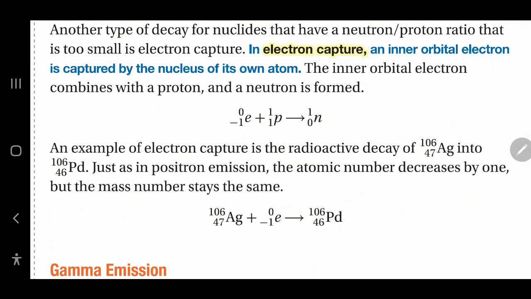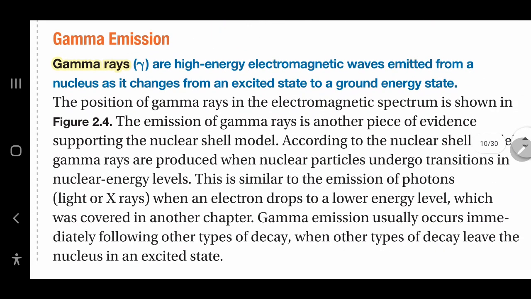Because the proton itself is counted in the atomic mass, nothing changes for the mass. An example of electron capture is silver 47, silver isotope 106, capturing an electron to form Pd 46, because the proton here changed to a neutron, so the atomic number decreases. The last one is the emission of gamma rays. Gamma rays are high energy electromagnetic waves. So here we are talking about waves, not particles, emitted from the nucleus as it changes from an excited state to the ground state.